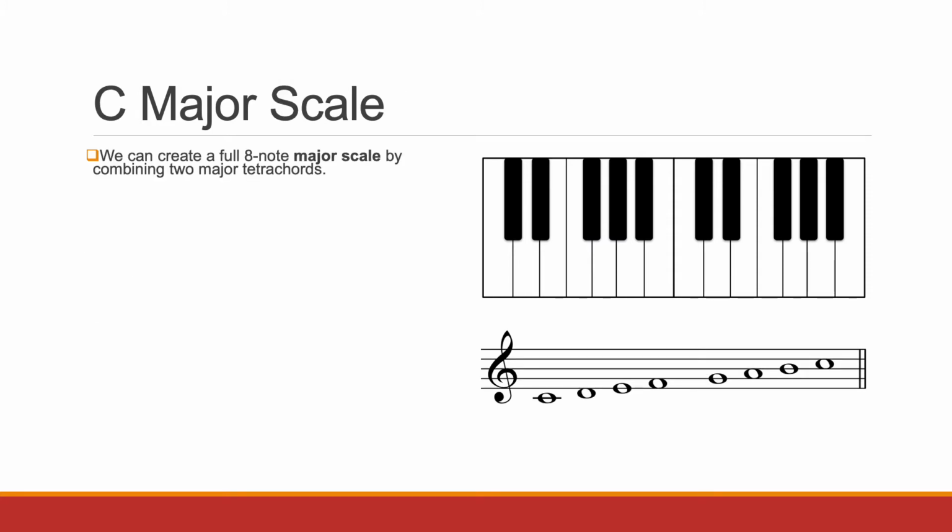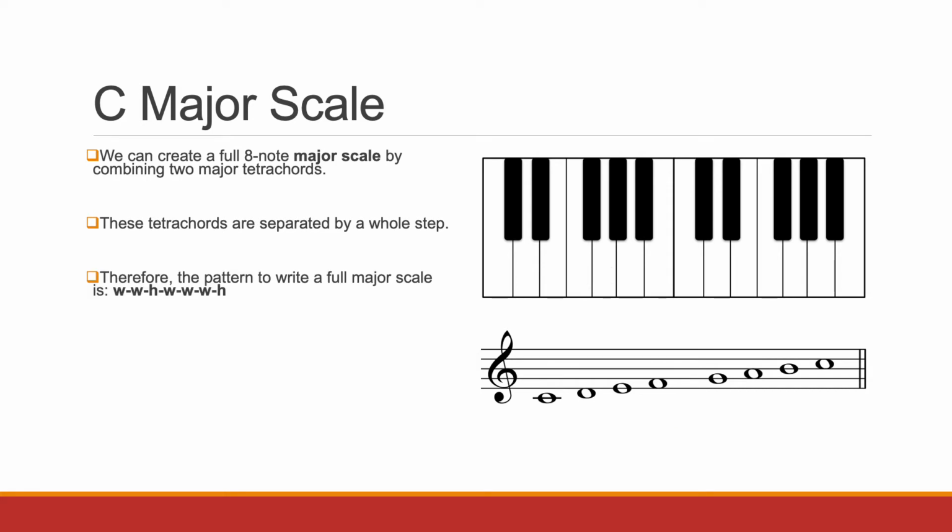C major scale. We can create a full 8-note major scale by combining 2 major tetrachords. These tetrachords are separated by a whole step. Therefore, the pattern to write a full major scale is whole, whole, half, whole, whole, whole, half. And we can see on the staff and the keyboard, whole, whole, half, whole, whole, whole, half.